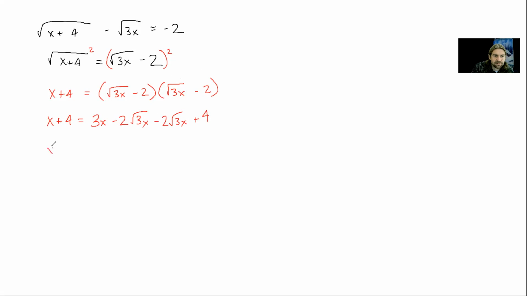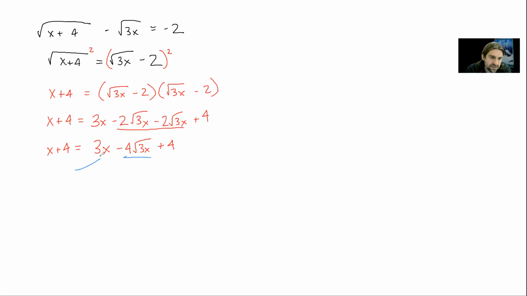So if we combine like terms here, we get x plus 4 is equal to 3x. And then we can combine those middle terms there. We would get a minus 4 radical 3x. We just add the numbers in front. We don't change the radical. And then plus 4. Okay, so the next part of this problem is we need to have this radical isolated.